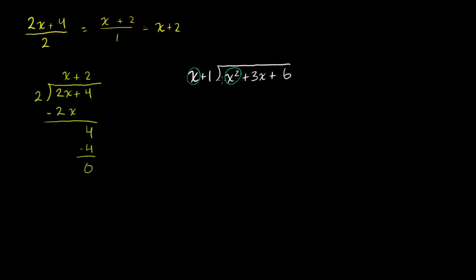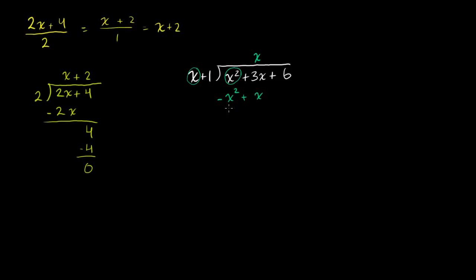You say, x goes into x squared how many times? Well, x squared divided by x is just x, right? x goes into x squared x times. And you put it in the x place, the x to the first power place. So x times x plus 1 is what? x times x is x squared. x times 1 is x. So it's x squared plus x.